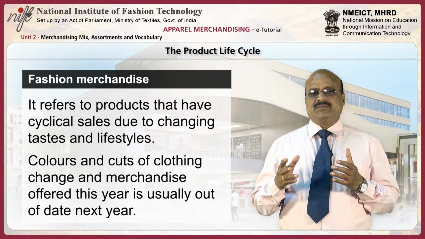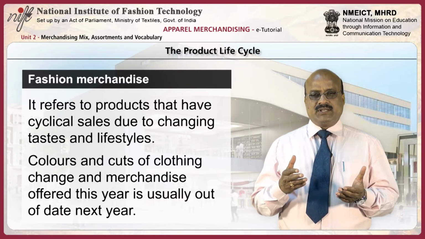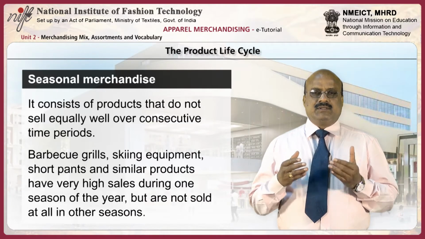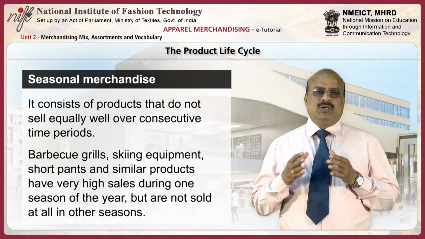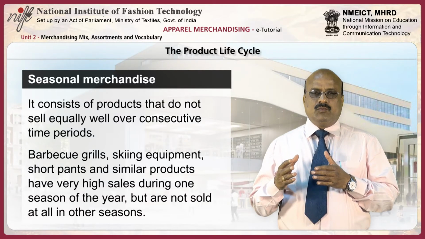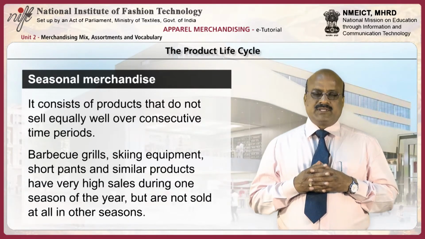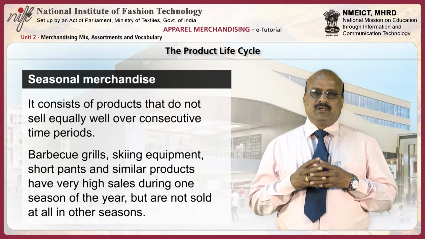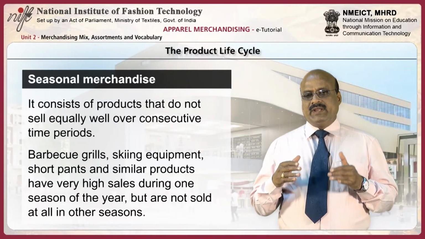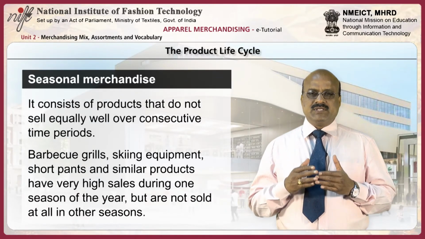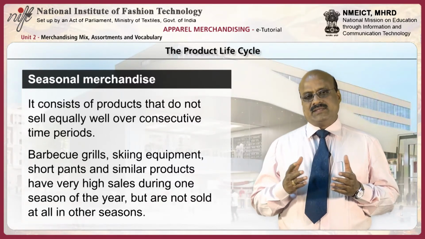Colors and cuts of clothing change, and merchandise offered this year is usually out of date next year. Seasonal merchandise consists of products that do not sell equally well over consecutive time periods. Barbecue grills, skiing equipment, short pants, and similar products have very high sales during one season of the year but are not sold at all in other seasons.